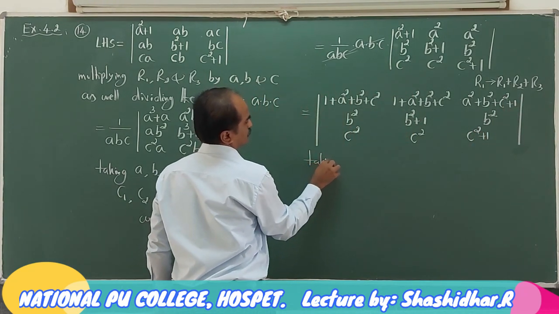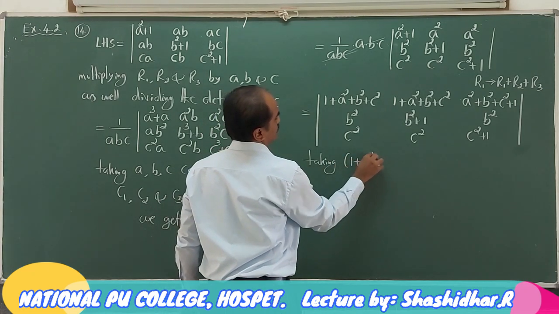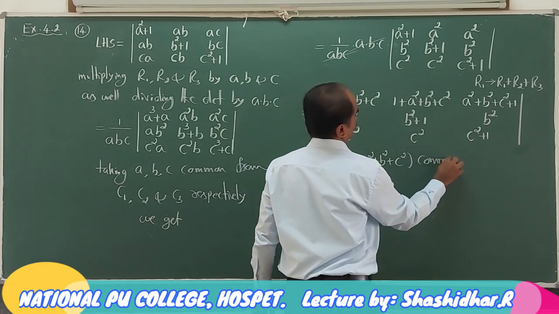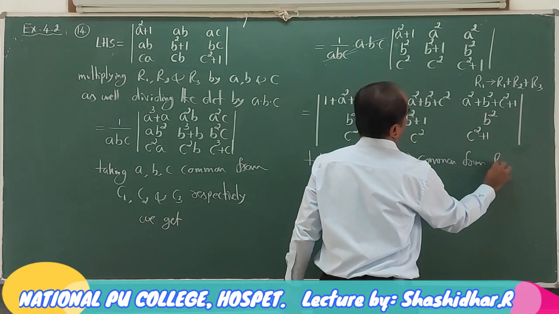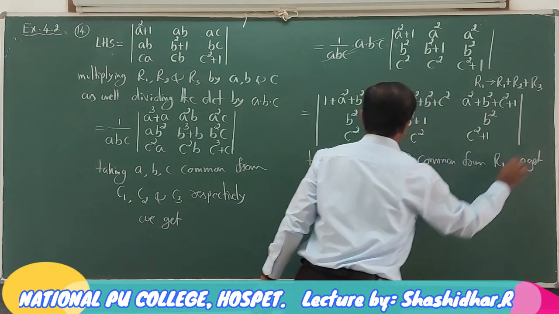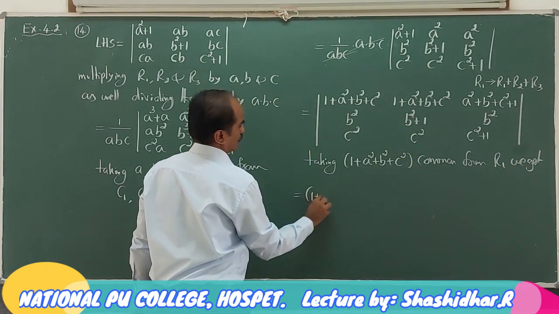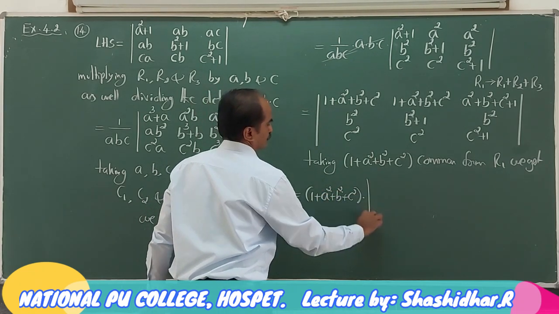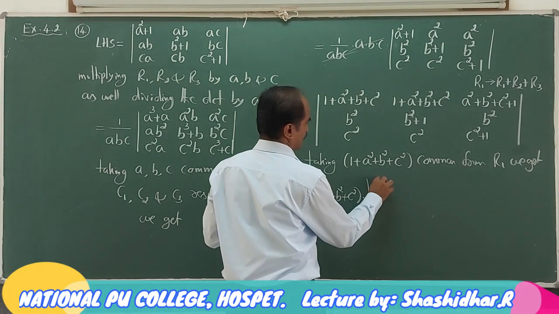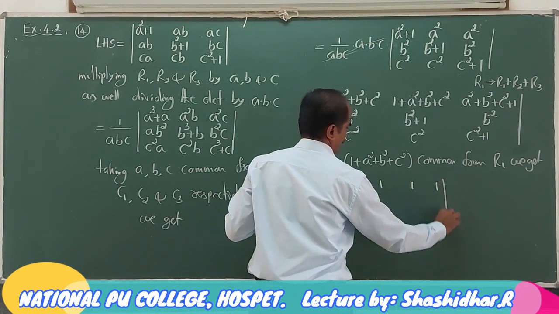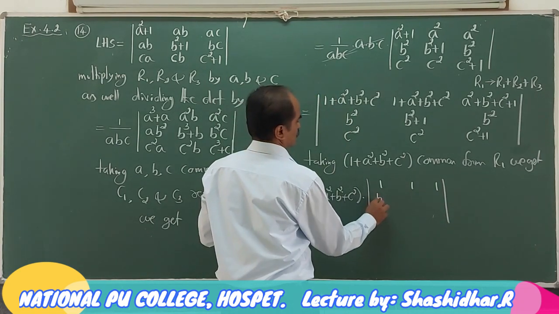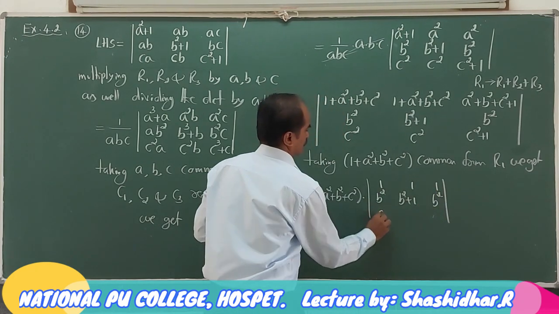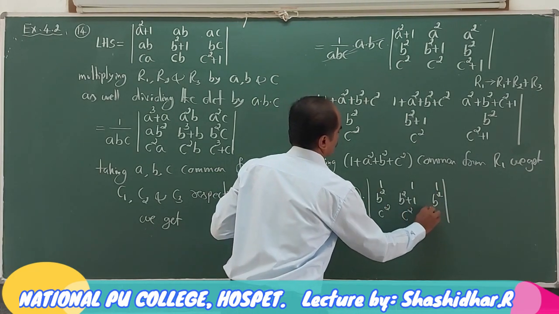Now taking 1 plus a square plus b square plus c square common from R1, we get 1 plus a square plus b square plus c square into the determinant. First row contains 1, 1, 1. Second row, third row as it is: a square, b square plus 1, c square; and third row, a square, b square, c square plus 1.